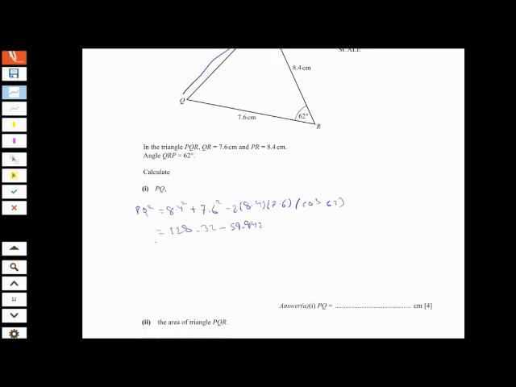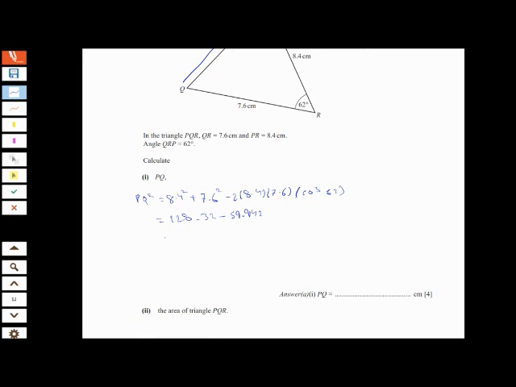So PQ would equal the square root of 68.378. Because we took the square root on both sides, what's left is PQ. So PQ equals 8.269 centimeters. So that's the answer, 8.27, rounded to 2 decimal places.